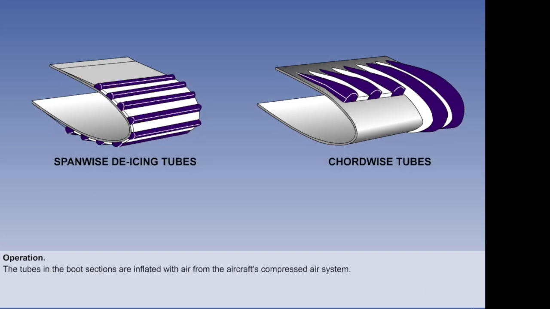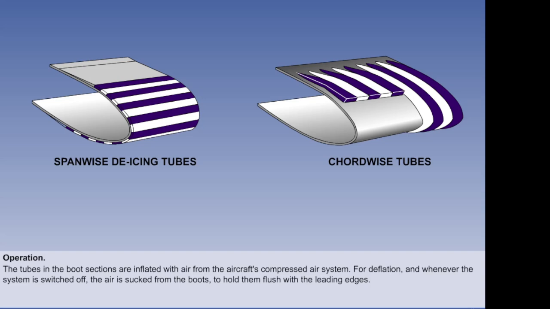The tubes in the boot sections are inflated with air from the aircraft's compressed air system. This air may come from the pressure side of an engine-driven vacuum pump, from a high-pressure reservoir, or, in the case of some types of turbopropeller aircraft, from the engine compressor. The inflation weakens the bond between the ice and the boot surfaces, causing the ice to break away.